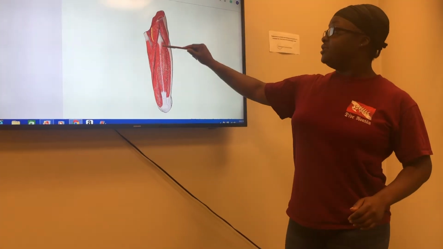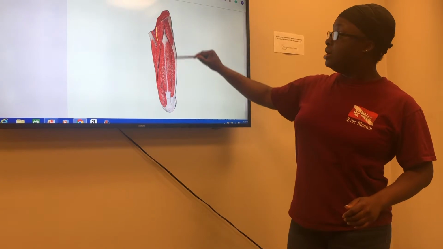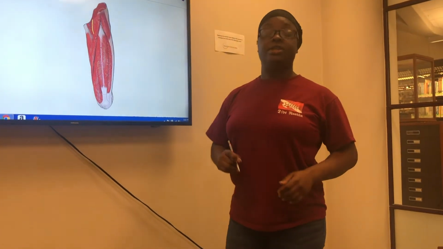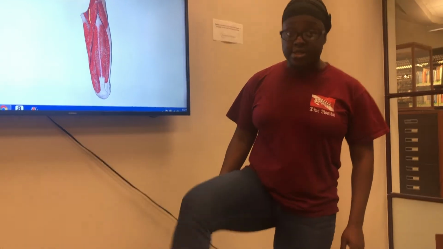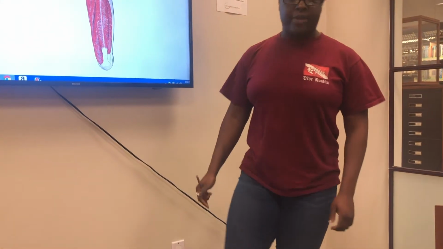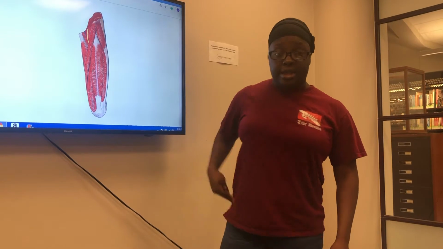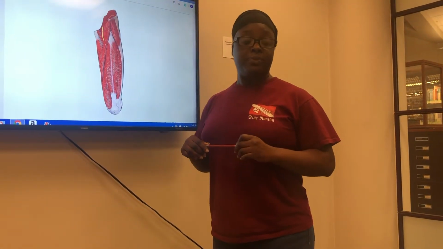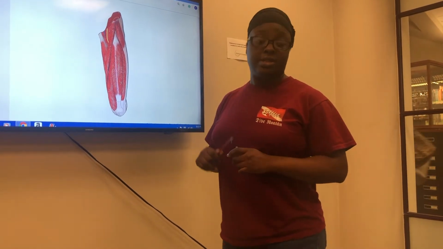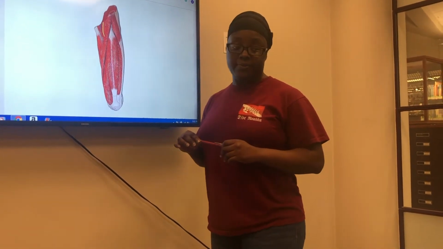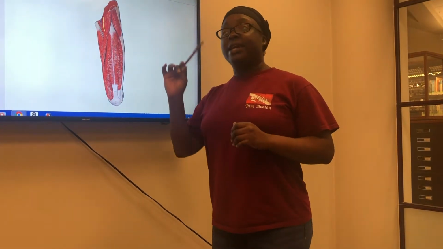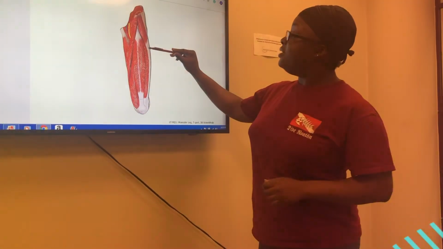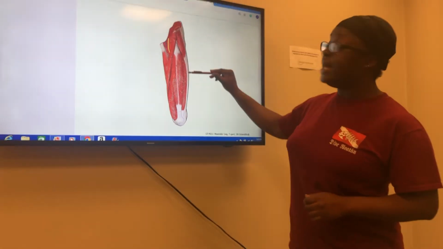This is the rectus femoris. The insertion is in the patellar ligament. The action is it extends the knee and flexes the thigh at the hip. The nerve is the femoral nerve, and the origin is the anterior inferior iliac spine and the superior margin of the acetabulum.